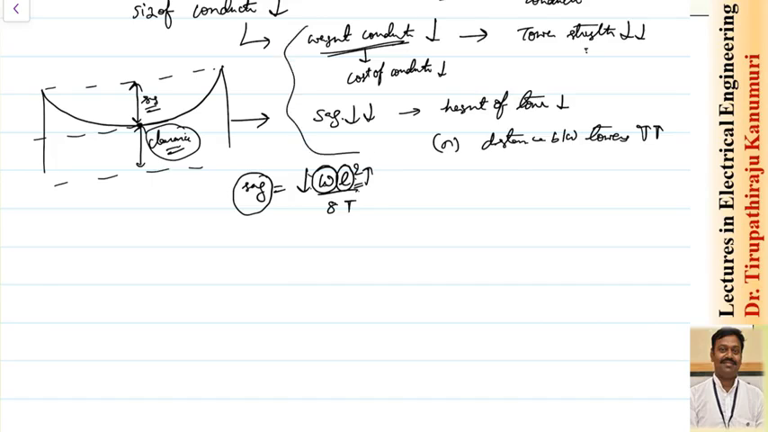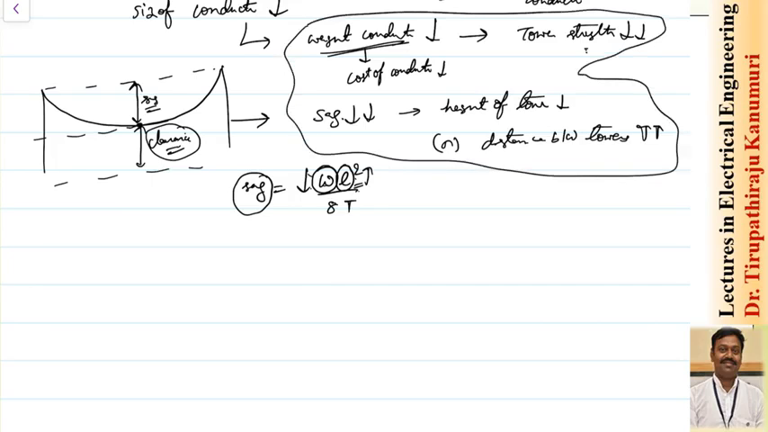So summarizing all these things, we can tell that if I can decrease the size of my conductor, automatically the initial investment is decreasing drastically.